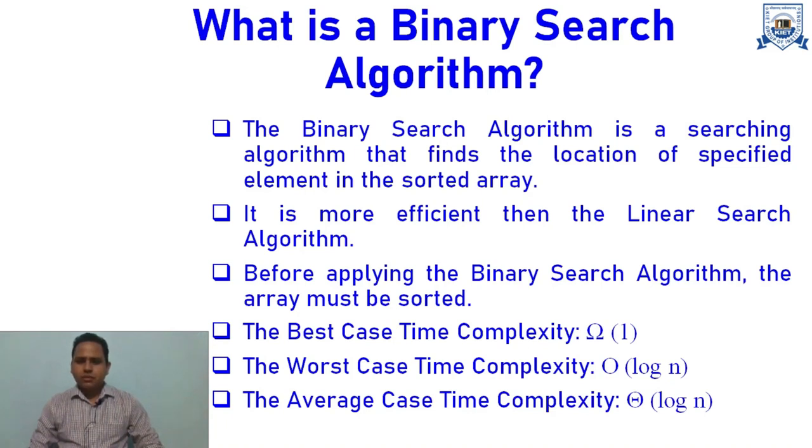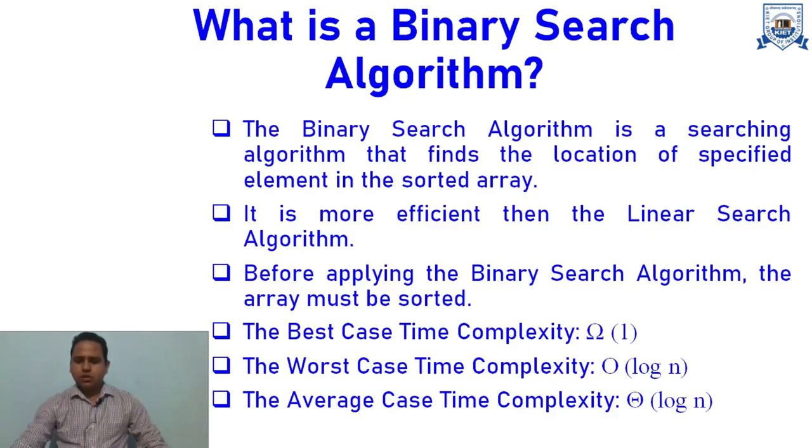Before applying the binary search algorithm, the array must be sorted, as we have already discussed. The best case time complexity is omega of 1, the worst case time complexity is big O of log n, and the average case time complexity is theta of log n. We will discuss how we got omega of 1 and the log n factor in the analysis part.